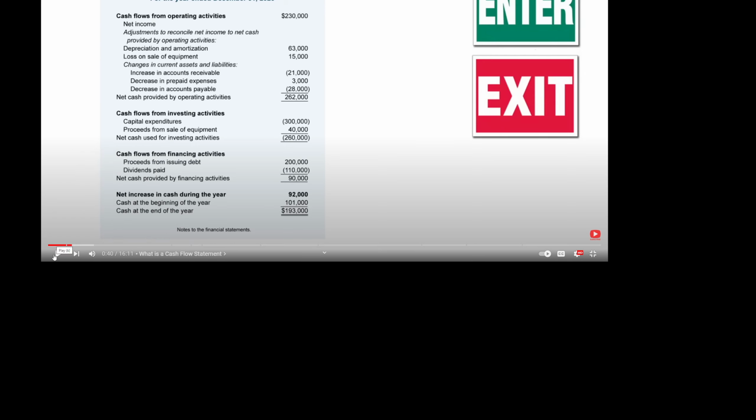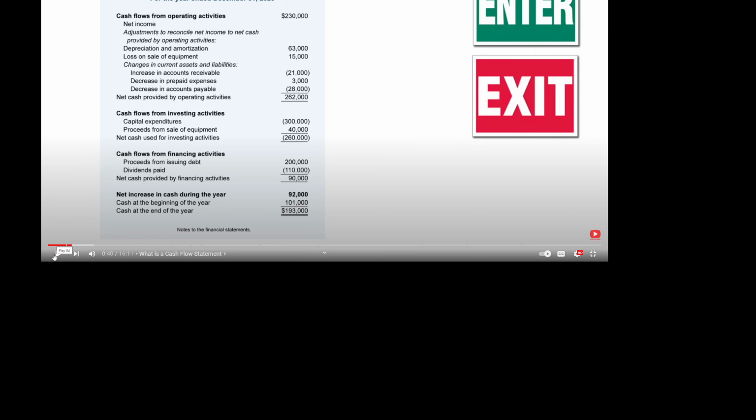Anyways, back to Coca-Cola's cash flow statement. After starting with net income at the top of the cash flow statement, the end goal of the operating activity section is to be able to calculate net cash provided by operating activities, commonly referred to as operating cash flow for short. In between net income and that operating cash flow line, there are a few important items I want to draw your attention towards.